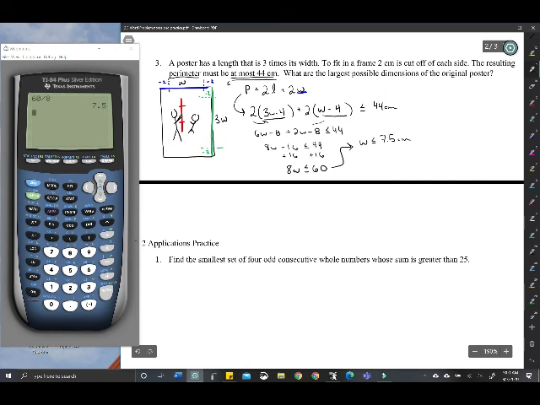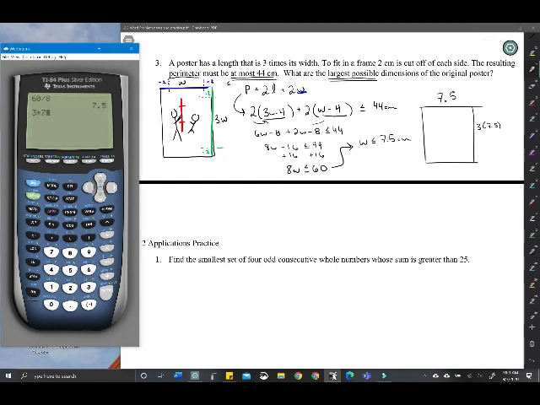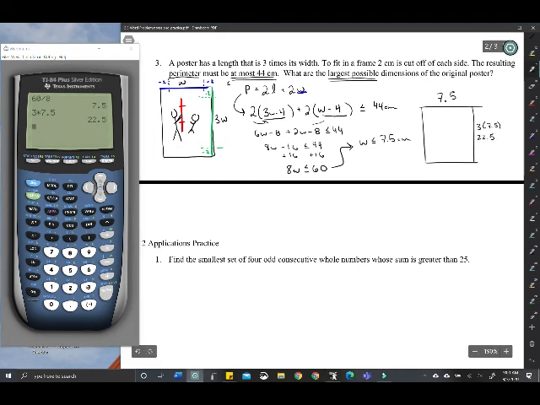Now the formal answer, okay, I want the dimensions. So the largest possible, what that means is that we need to consider that it's 7.5 by, okay, 7.5 by, this is 3 times 7.5. 3 times 7.5 is 22.5. Okay, centimeters and centimeters.